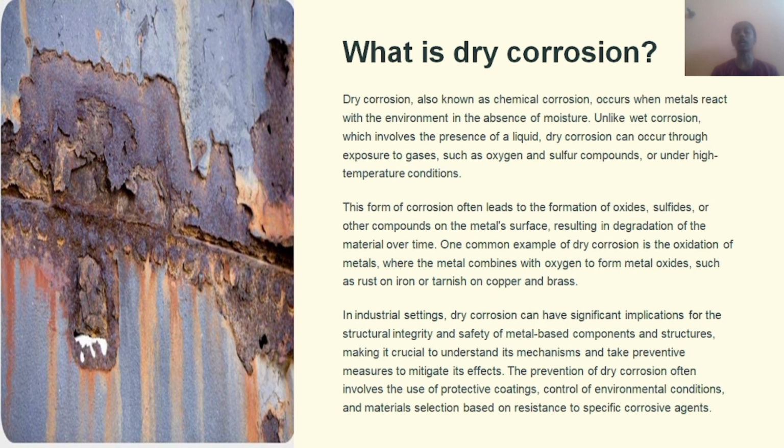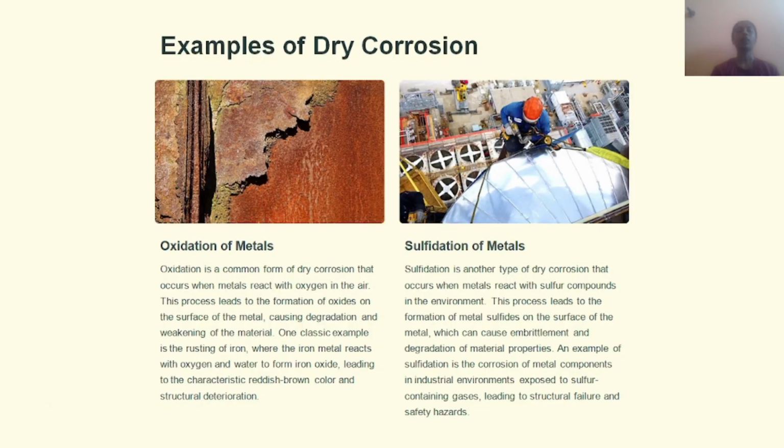One common example of dry corrosion is the oxidation of metals, where the metal combines with oxygen to form metal oxides, such as rust on iron or tarnish on copper and brass. In industrial settings, dry corrosion can have significant implications for the structural integrity and safety of metal-based components and structures, making it crucial to understand its mechanism and take preventive measures to mitigate its effects. The prevention of dry corrosion often involves the use of protective coatings, control of environmental conditions, and material selection based on resistance to specific corrosive agents. Examples of dry corrosion: oxidation of metals and sulfidification of metals.